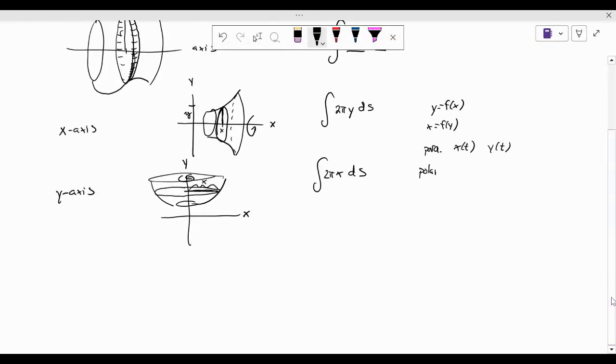So maybe we can organize this information with a table. So we have the axis around which we're rotating. And then we can consider the cases where y is a function of x. Here, around the x-axis, we know that y plays the role of the radius. And because y is a function of x, ds is going to look like the square root of 1 plus f prime squared, just as before in arc length. And then because we have a function of x, we're going to be integrating with respect to x, so the bounds will be x values.